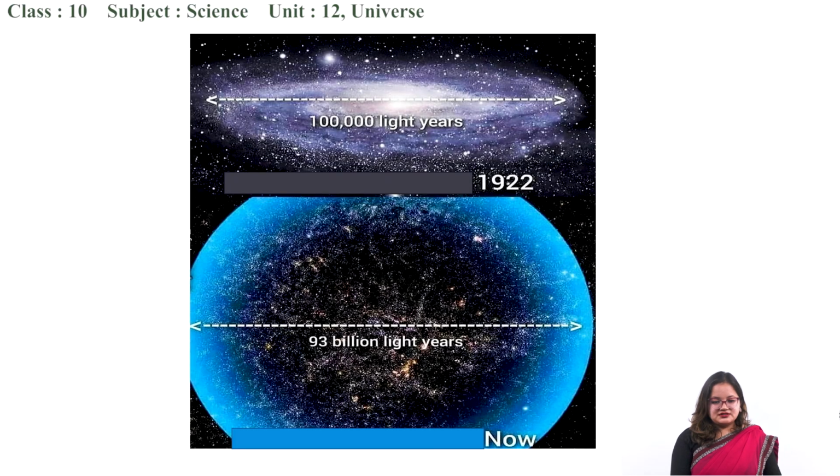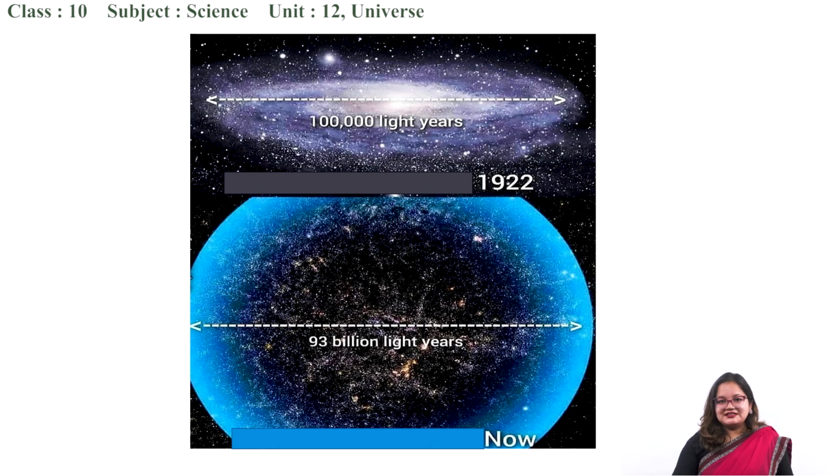Okay. So proceeding to the class, I'd like to show you this image. What do you think is this? So here you can see time. It's 1922 and now. If you look over here, 100,000 light years. If you look at the next one, you will see 93 billion light years.